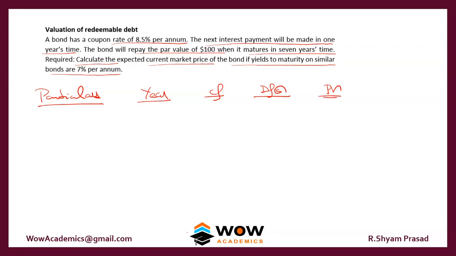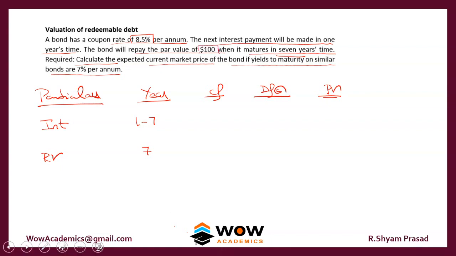So we'll start. We have two elements here. One is the interest element and the other one is the redemption value element. So interest is paid for how many years? Interest is paid for the first year to the 7th year, and redemption is done on the 7th year. On cash flow, the interest that you are going to get is 8.5% on 100 of nominal value.